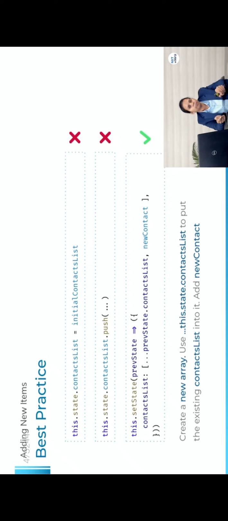State should be immutable, otherwise you won't get the expected behavior. That's the reason we have made use of the spread operator. We got the contacts from the previous state, we added the new contact, created a completely new list, and we have assigned it to the contacts list. This is how we are updating the state. Okay, clear? So let's do this step and see the output.